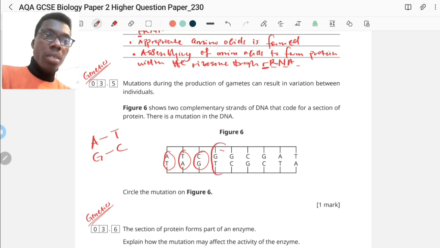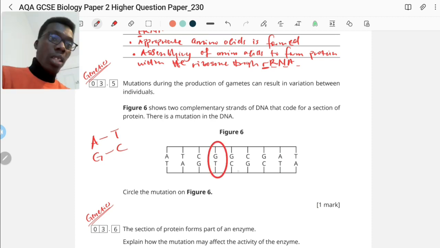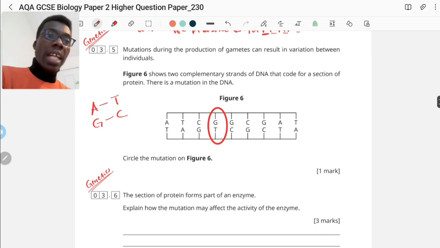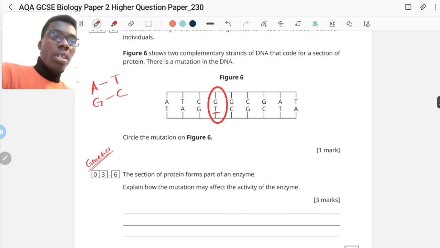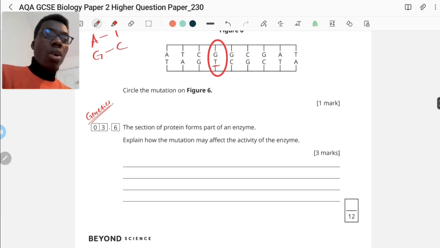Oh, this is the mutation. How do I know? Because it's meant to be G to C. So something is wrong here. So this is the answer here. All right. So these other ones are correct. I think so. Yeah. T to A, A to T, G to C, C to G. It's correct. So that's the reason why we know, because it's a wrong base pair. Now, the section of protein forms part of an enzyme. Explain how mutation may affect the activity of an enzyme.